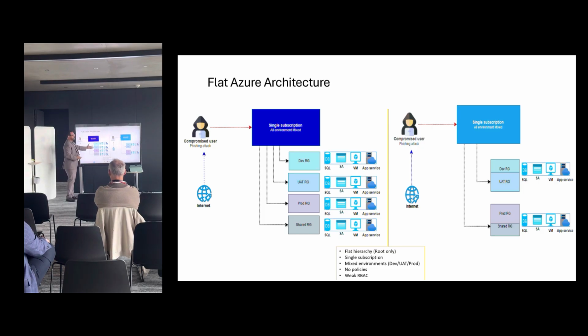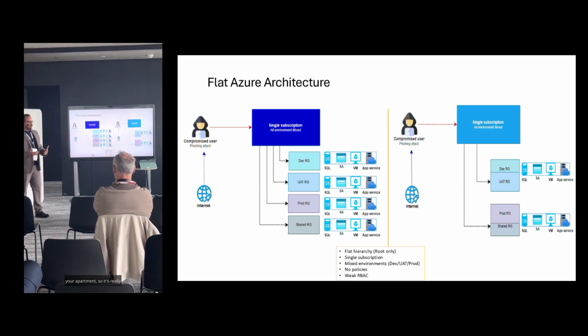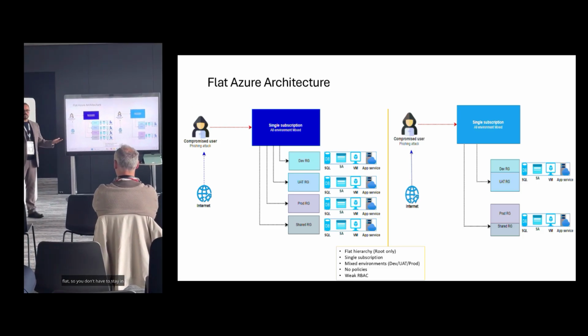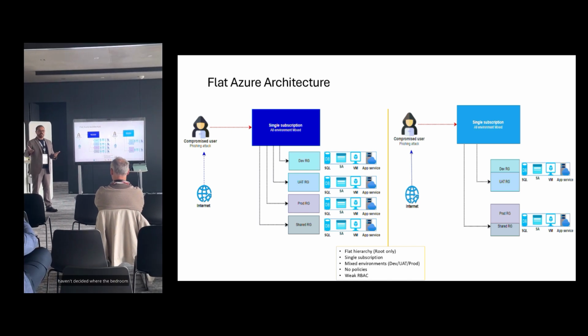You ask the DevOps team, the application team, the developer team, and the network team to deploy resources all under one subscription. And this is like when you have, again, your apartment, and it's really flat. You don't have to stay in any particular room. You still haven't decided where the bedroom is or if it's a room or a kitchen. It's just like a flat apartment.